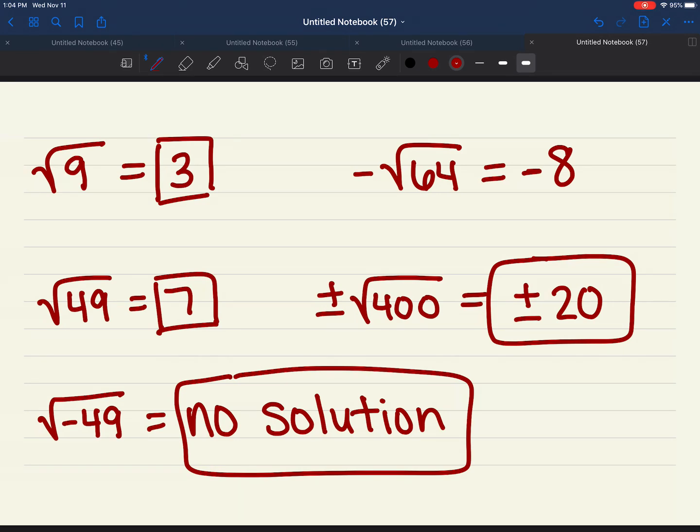No, it's not. For this one? Yeah, which one's the square root? Which second one? Okay, it's not because, listen, what two numbers do you have to multiply to get negative 49?